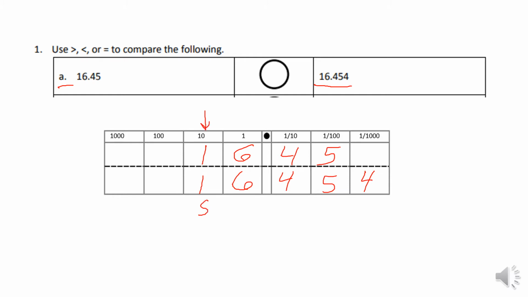We compare the two digits in the tens, where they're the same. The two digits in the ones, they're the same. Two digits in the tenths, they're the same. Two digits in the hundredths, they're the same. Now, here, I don't have any digit, but what you always do is put in a placeholder so that they are exactly the same. You can compare them. Now we can see that the 4 is larger than 0, so this number here is the larger number. So we would have to say then that 16 and 45 hundredths is less than 16 and 454 thousandths.